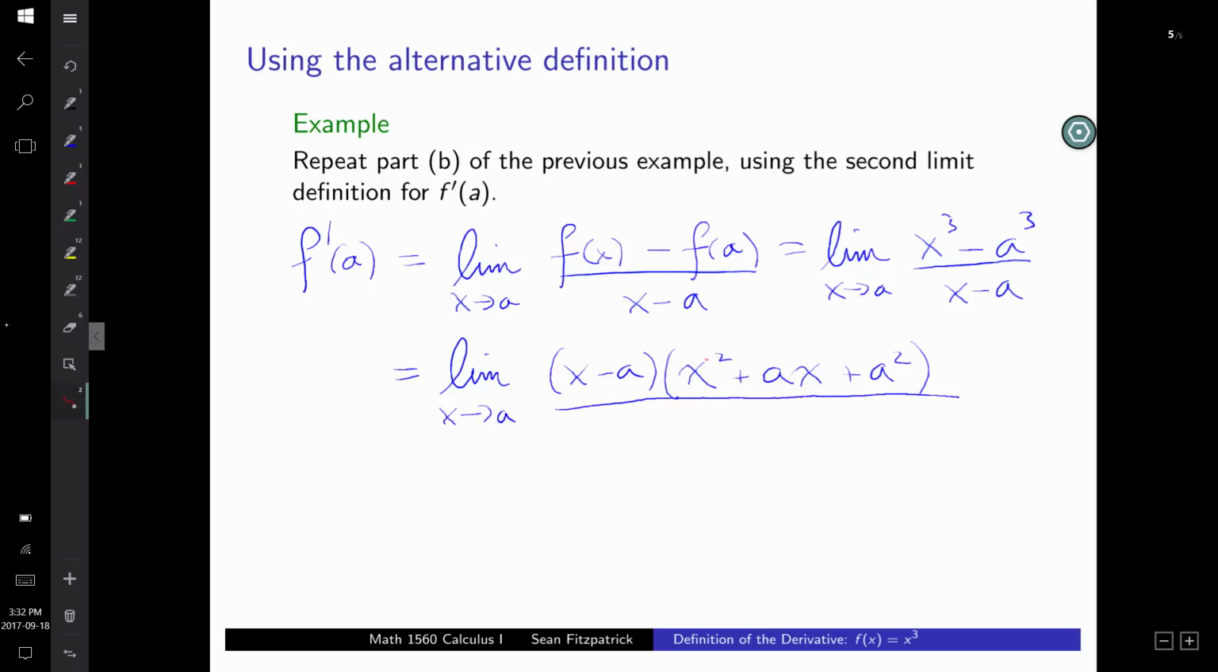What will I get? Here's my x cubed. I get ax squared. There's a minus ax squared. Those cancel out. x a squared minus x a squared there. Those cancel out, and then I've got my minus a cubed. You can see that those do indeed multiply out to give you back the same thing. And now that x minus a is factored out, we can cancel it top and bottom.